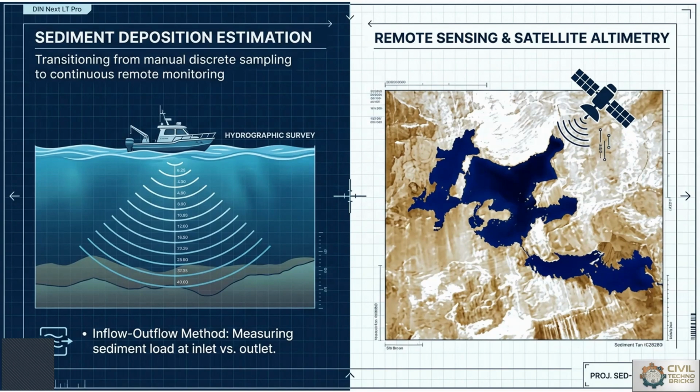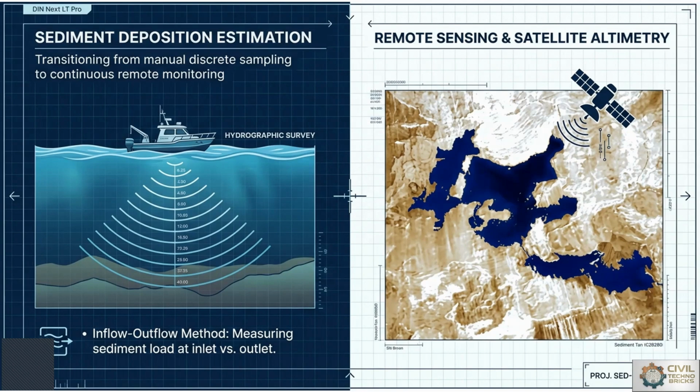Historically, engineers calculated sediment by measuring the load, or we can say the weight, or the accumulation of sediments, at the water body's inlet versus its outlet. This is paired with hydrographic survey, where boats use sonar to map the underwater terrain, which is also called bathymetry, and detect the physical accumulation of silt on the bed.